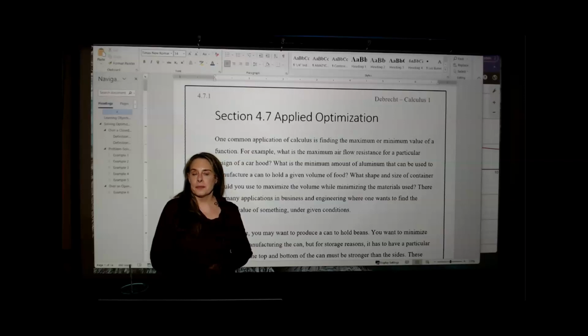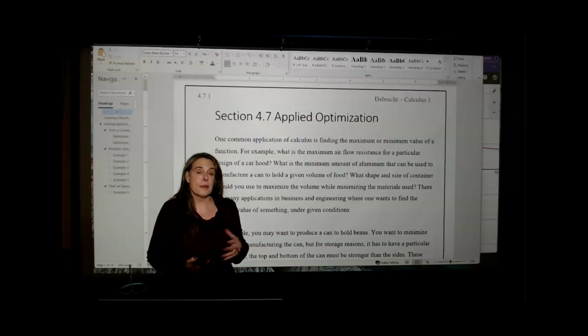We're ready to talk about an optimization problem. By their nature, optimization problems are word problems like related rates are. However, in an optimization problem, there's some quantity that we're trying to either maximize or minimize. If it's a manufacturing situation, we may be trying to maximize the volume of a food container while minimizing the cost of the materials required to produce it.